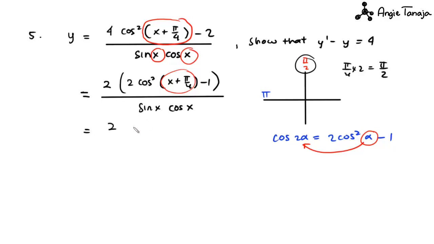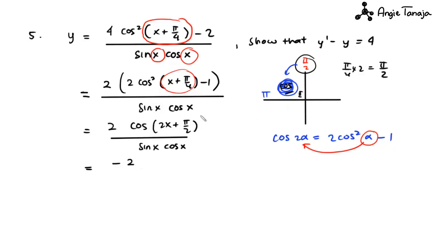Like this will be cos 2 alpha. So this will be twice of it. So this will be 2x plus pi over 2 over sine x cos x. And let's see again about the angle later. This is cos of pi over 2 plus something, meaning that we are in the second quadrant. So then the value of cos will be negative, right? So then this will be just negative 2. And because we use the vertical one, the cos will be changed to be sine of 2x.